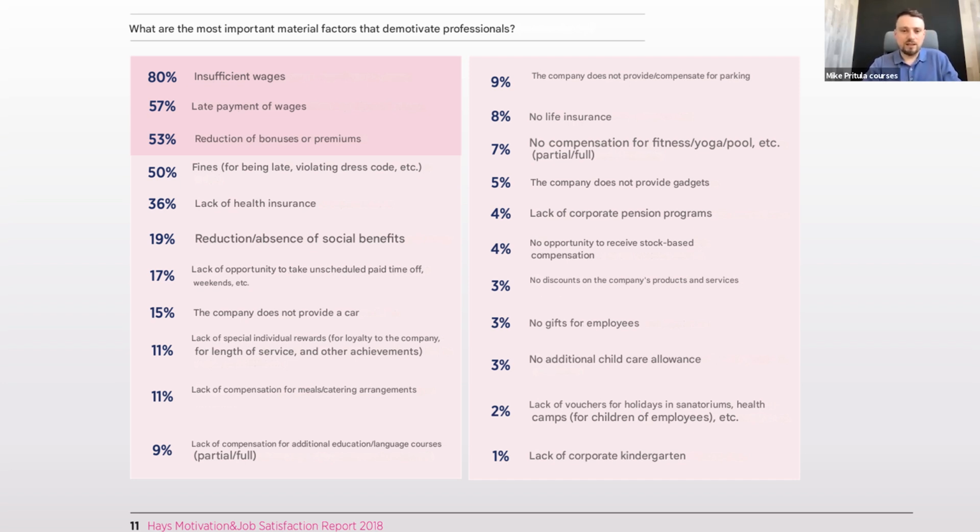In other words, what material factors can demotivate people? Insufficient salary level is at the top of our list here. The second is late payment of wages. This is a very interesting point because wage delays do sometimes occur in our countries. I hear about this sometimes. This is a significant demotivating factor. If this happens, people will be inclined to leave.